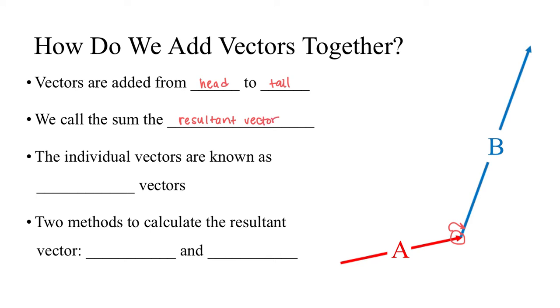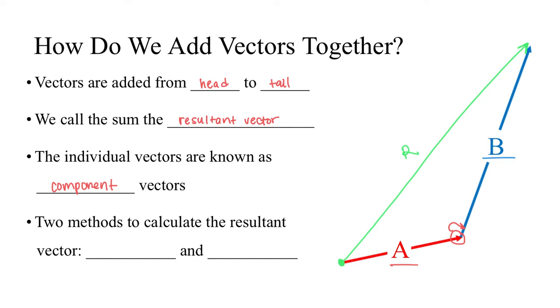And if I were to draw the resultant vector on my diagram on the right, you would begin at the very first point, so the tail of A, and then go all the way to the last point. So in this case, that would be up here, the head of B. And that would be what I call my resultant vector, or a capital R for short. Okay. Now, the individual vectors, both A and B, are known as the component vectors, right? Those are the vectors that make up R, the resultant vector.